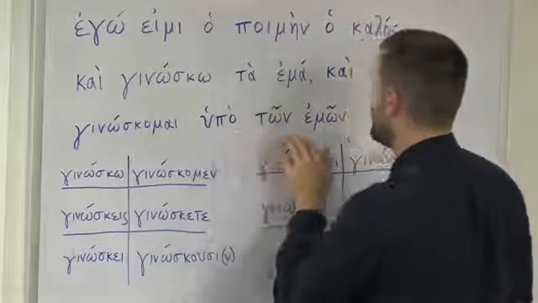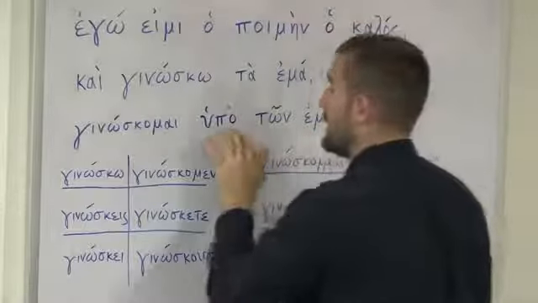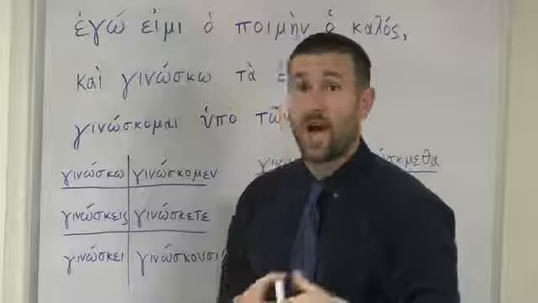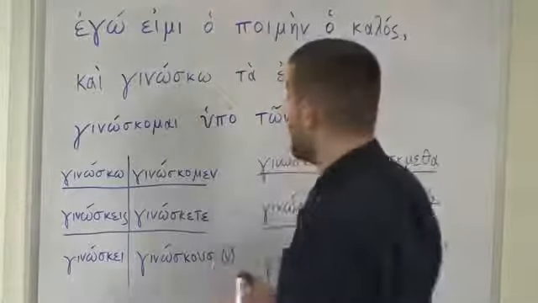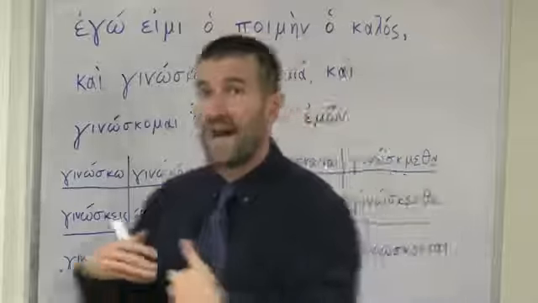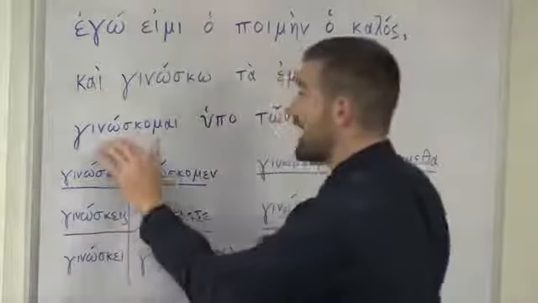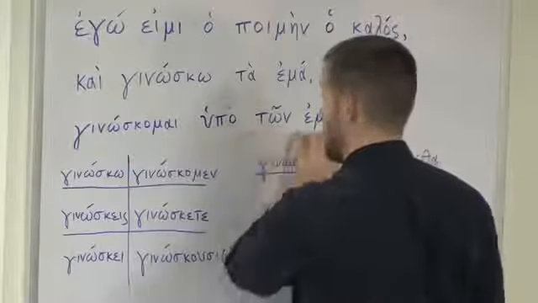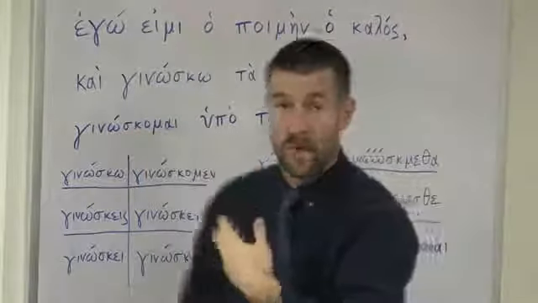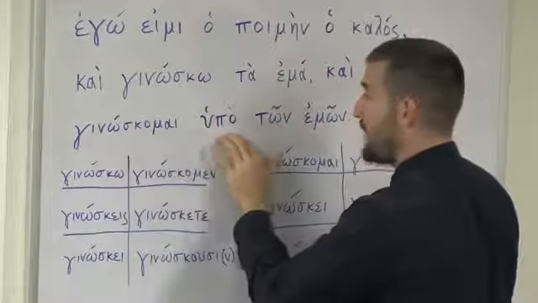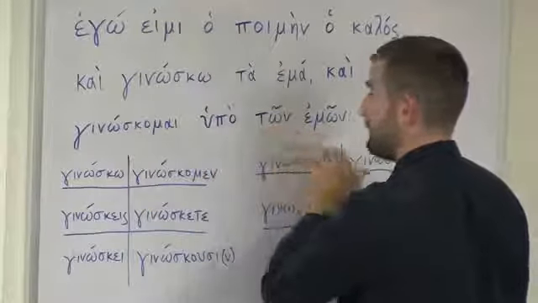Ipo ton emon. Ipo is a preposition in Greek that means under, but it also means by in the sense of something was done by someone. Okay, so here Jesus is saying, I am known by the mine. Okay, I am known of mine is what it says in English. I am known by or of the mine.